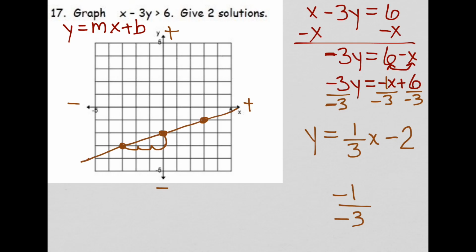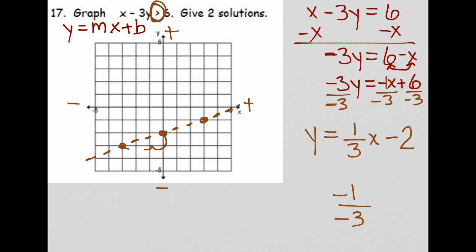Oh no, I should check first before I connect the dots. Is it a solid line? No, it isn't. That's only a greater than, so let's not make a solid line to connect those dots. It's a dotted line. My solutions do not include the boundary line. It's like an electric fence. You're going to go right up to it, but not touch it.